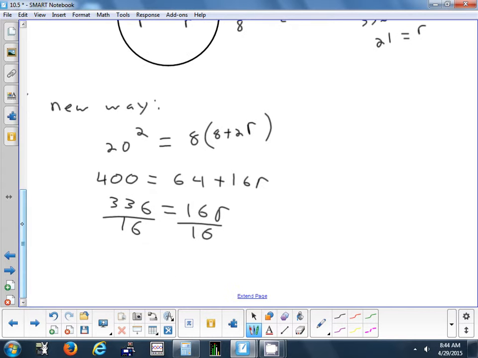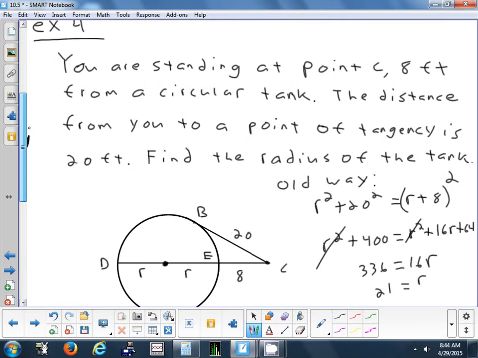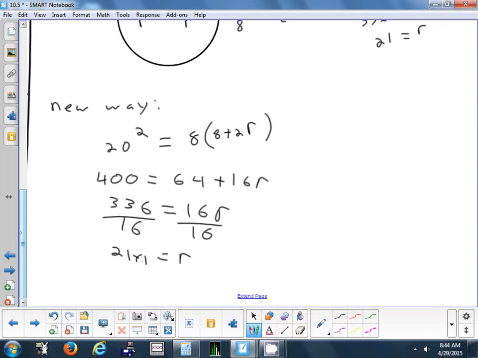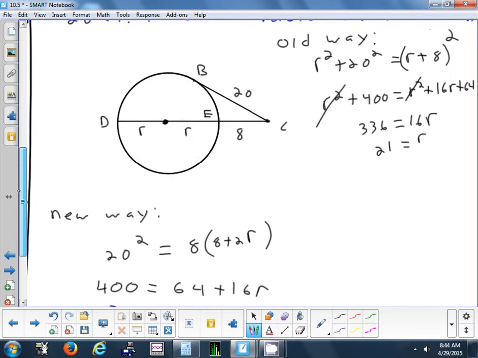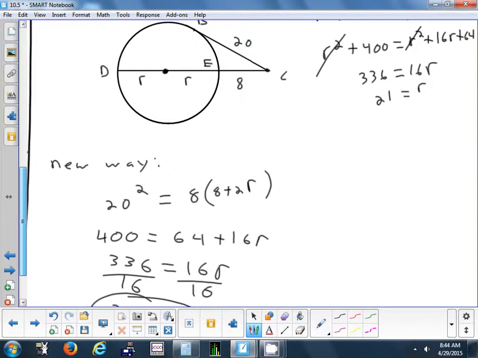So you get the same answer. r equals 21. And was it feet? Yep. Any questions on how we solved it the new way?